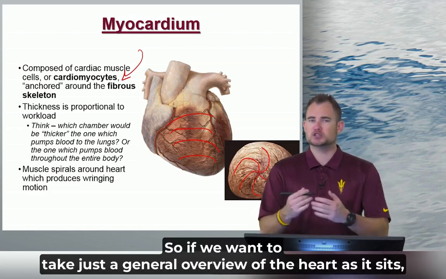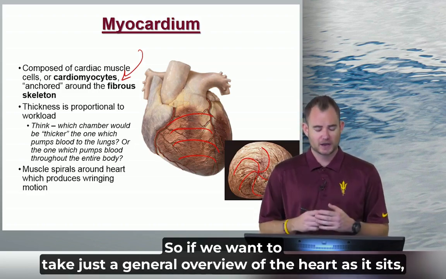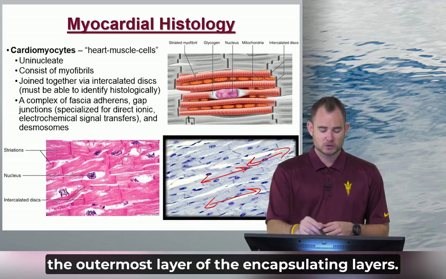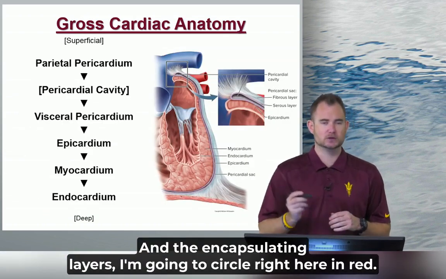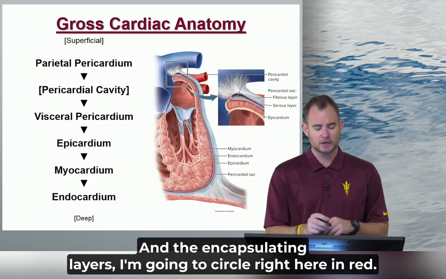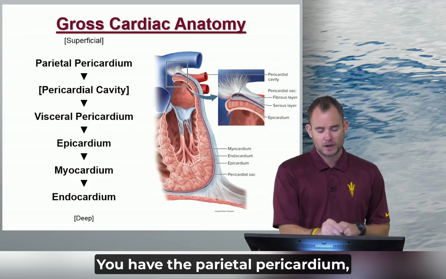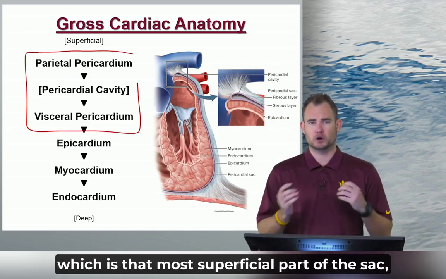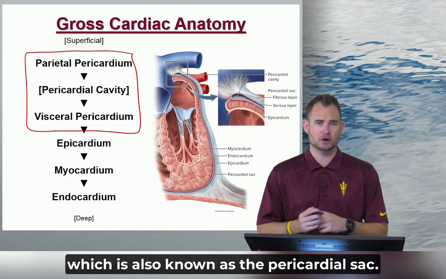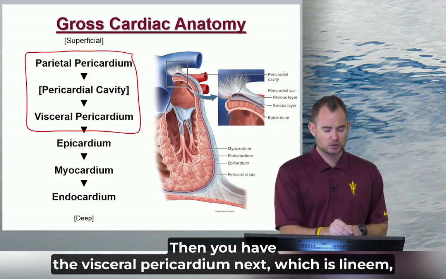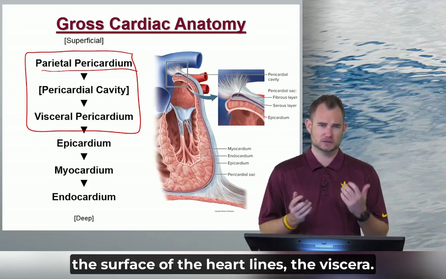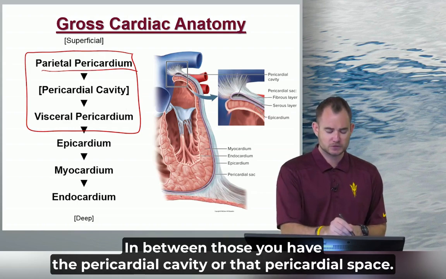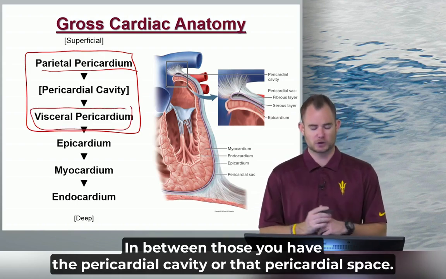So if we want to take just a general overview of the heart as it sits, the outermost layer of the encapsulating layers, which I'm going to circle right here in red, you have the parietal pericardium, which is that most superficial part of the sac, also known as the pericardial sac. Then you have the visceral pericardium next, which is lining the surface of the heart, as it lines the viscera. In between those, you have the pericardial cavity, or that pericardial space.